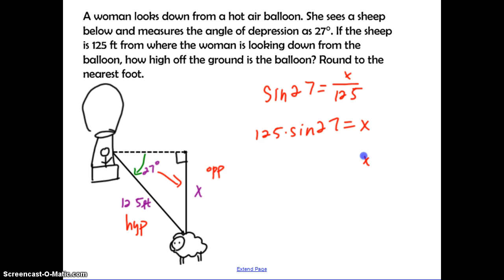And then when you put this into the calculator, you should get 56.7. And then of course this should be feet. So the hot air balloon is 56.7 feet off of the ground.